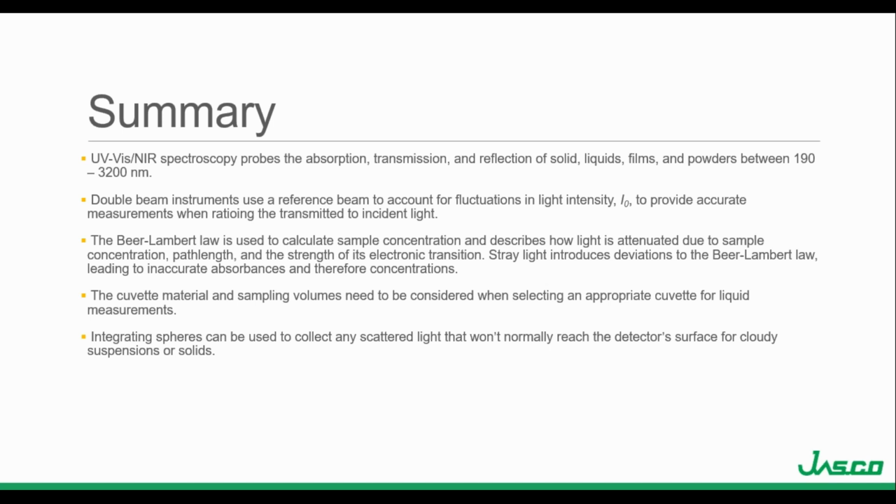The Beer-Lambert Law is used to calculate sample concentration and describes how light is attenuated due to the sample concentration, path lengths, and strength of its electronic transitions. Stray light introduces deviations to the Beer-Lambert Law, leading to inaccurate absorbances and therefore concentrations, but can be remedied with a double monochromator instrument. The cuvette material and sampling volumes need to be considered when selecting an appropriate cuvette for liquid measurements. And integrating spheres can be used to collect any scattered light that won't normally reach a detector surface for cloudy suspensions or solids.